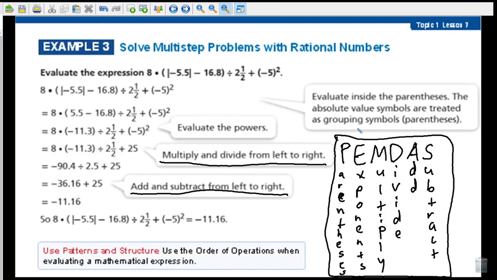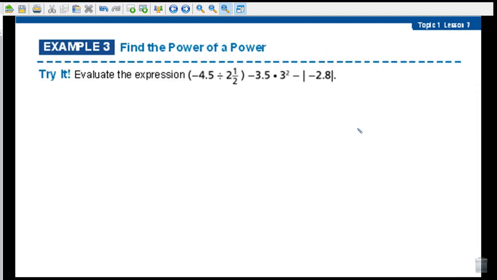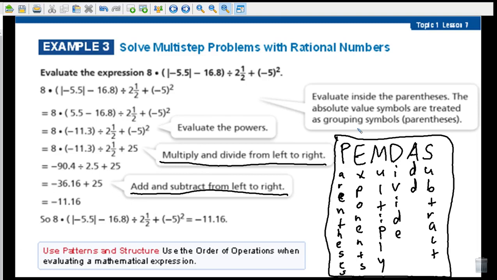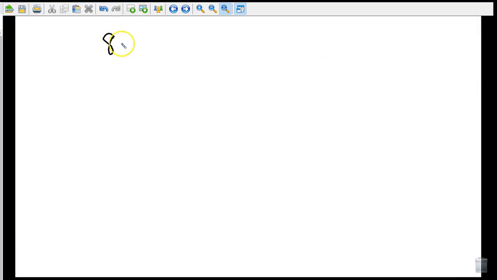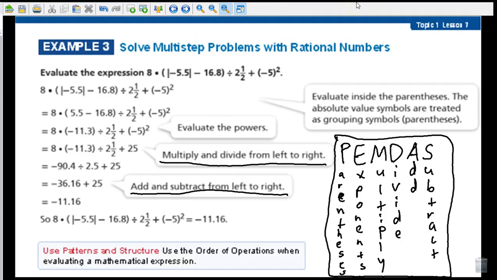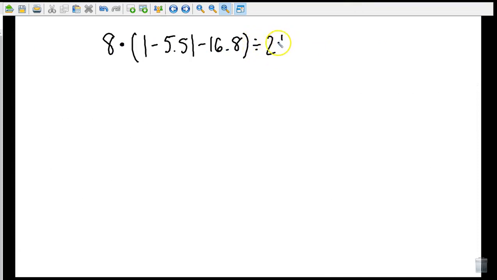Okay, so I'll put it on a new page. So it is 8 times, parentheses, absolute value negative 5.5, and parentheses, and absolute value minus 16.8, and parentheses, divided by 2 1/2 plus negative 5 squared. Okay, it's a lot of work.